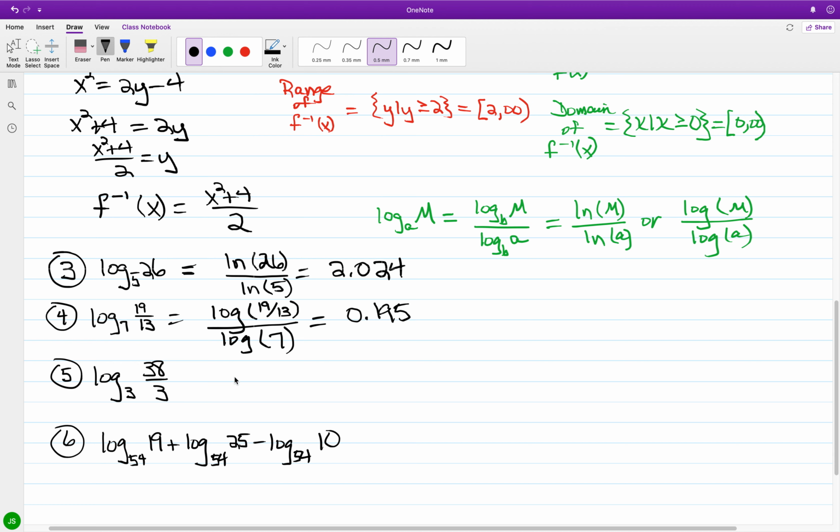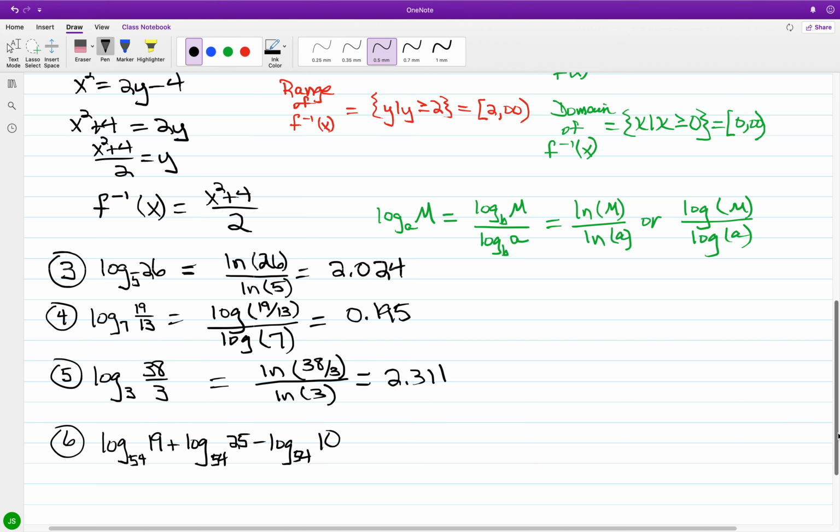Now for the base 3 logarithm of 38/3, you can use log again, or you can just go with the natural logarithm. Here we're going to have the natural logarithm of 38/3 all over the natural logarithm of 3, so you have m represented by 38/3 and A represented by 3. Taking what we have for the expression, to the nearest 3 decimal places, this will be about 2.311.